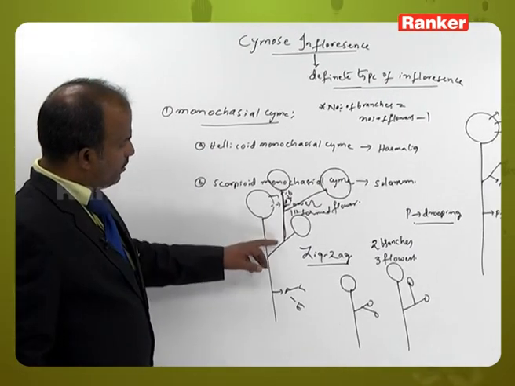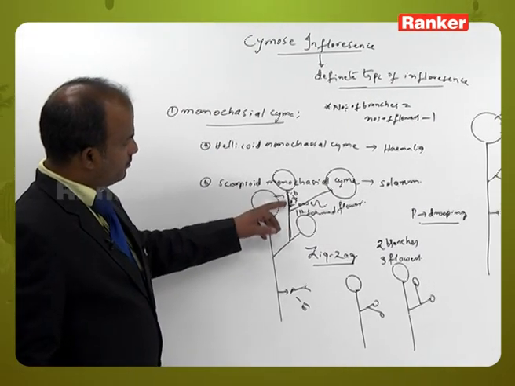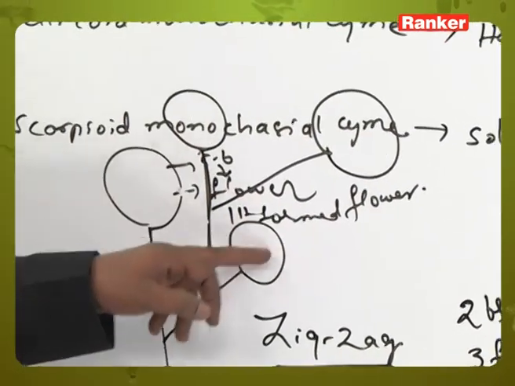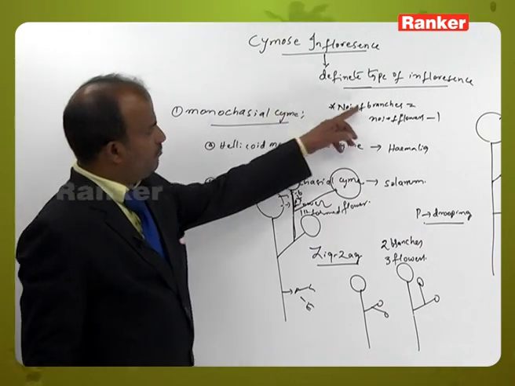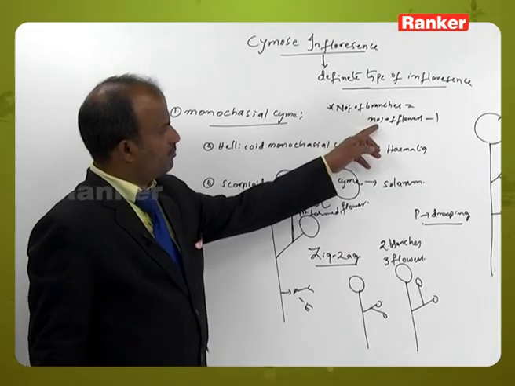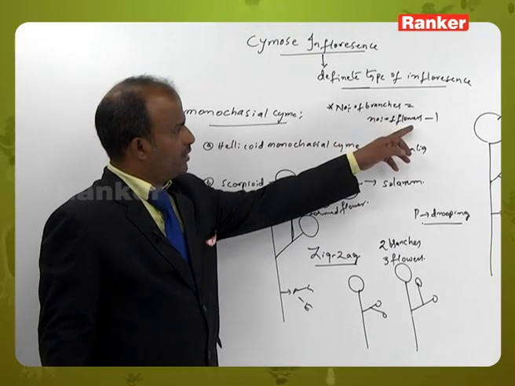Why? Because here, how many branches are present? This is 1, 2, 3. How many flowers are present? 1, 2, 3, 4. What I told: number of branches. How many here? 1, 2, 3. Number of branches is equal to number of flowers minus 1.